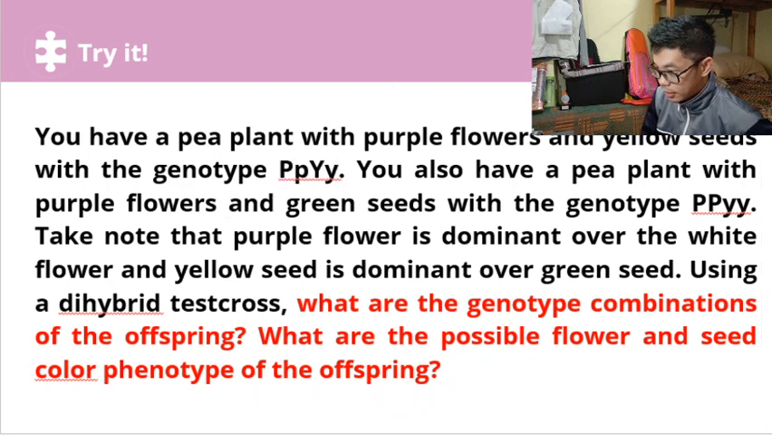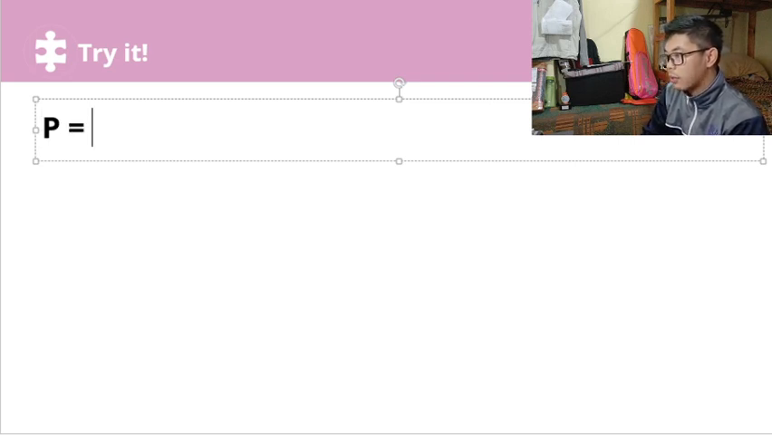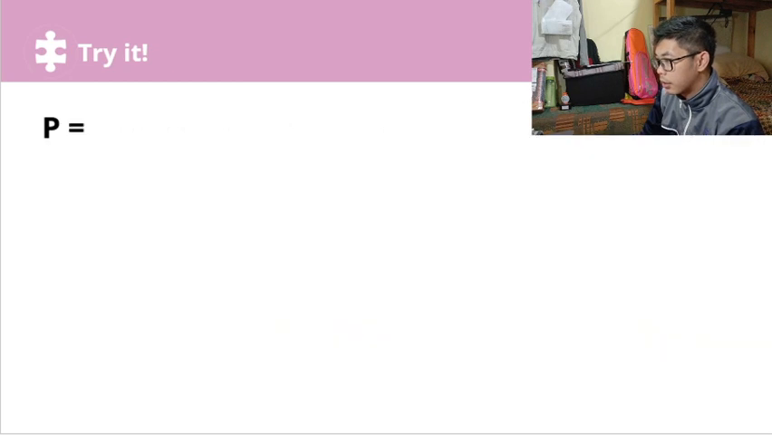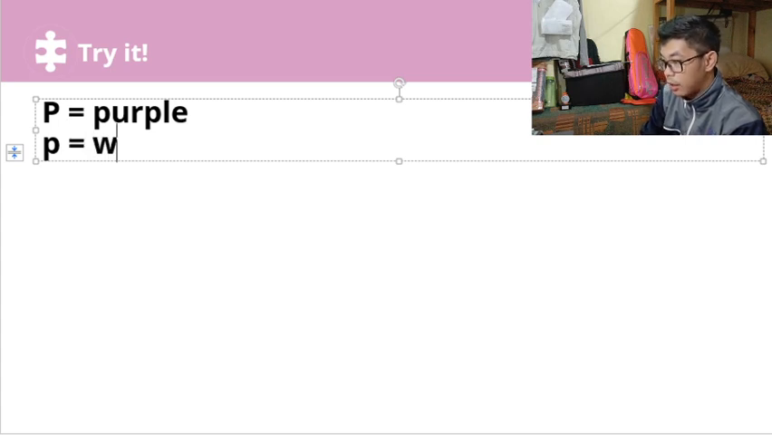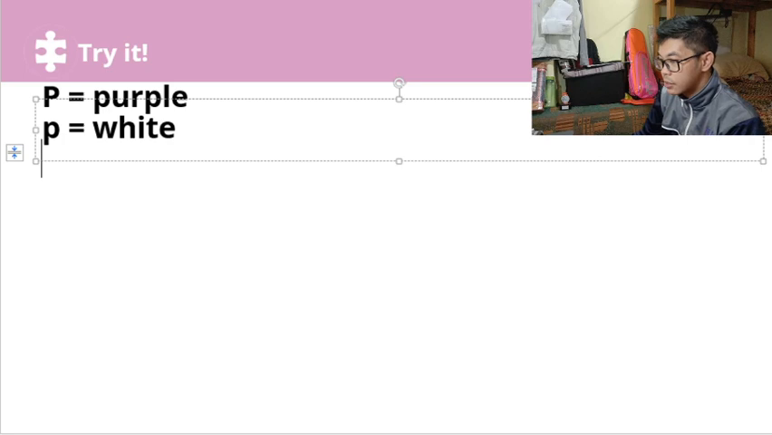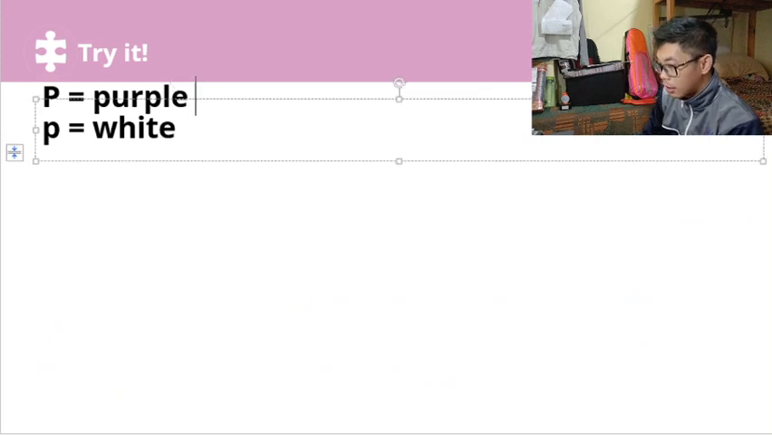Alright. Whenever you start with this one, dapat kasi, you assign letter. P is equals to, anong ginamit dito na terms? Alright, purple. Capital P is for purple kasi sabi nga daw, ito yung dominant. Then, small letter p is for white. Alright? Tapos, anong ginamit naman na ibang letter? Purple, flower. So, flower color pa lang pinag-usapan dito at saka flower color.